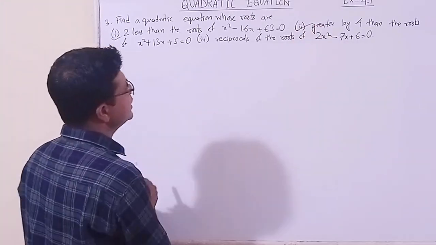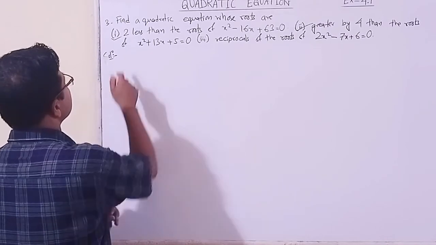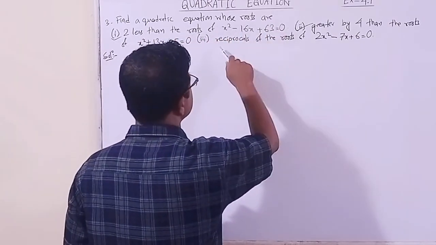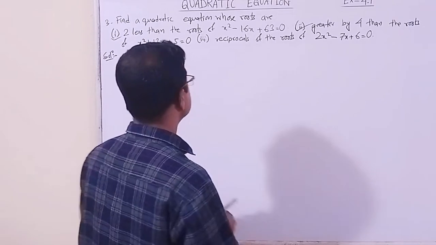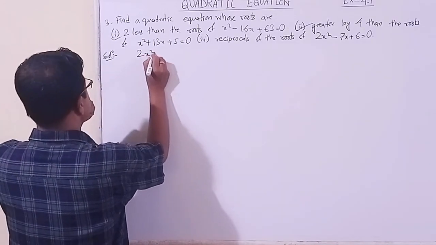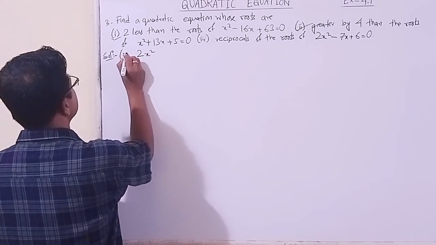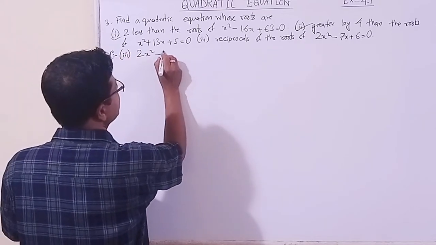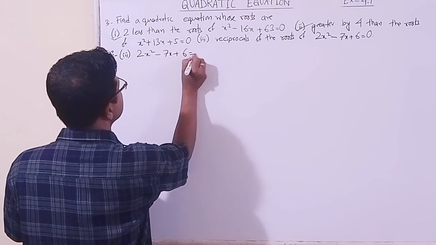Alright, now let us do the third one. Again let us read the question. Find a quadratic equation whose roots are reciprocal of the roots of this. So here the given quadratic equation is, okay, this is number 3. We have to write 2x square minus 7x plus 6 equal to 0.